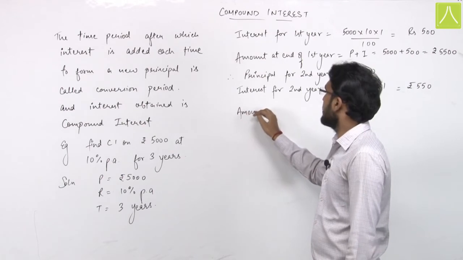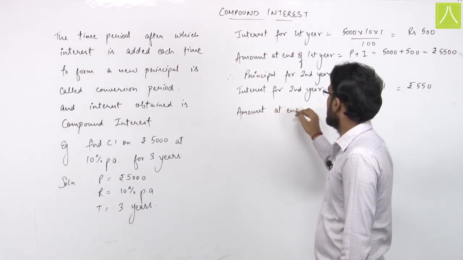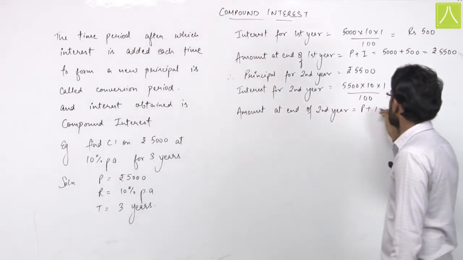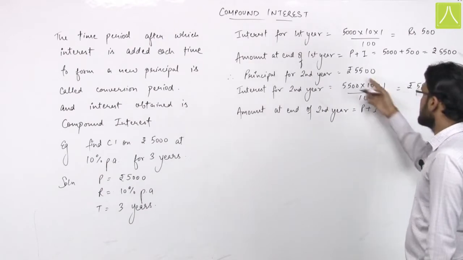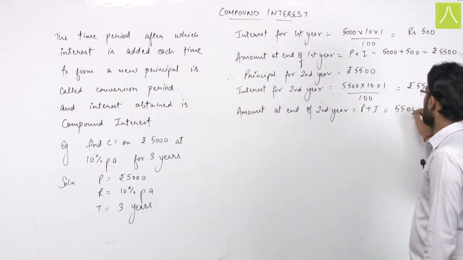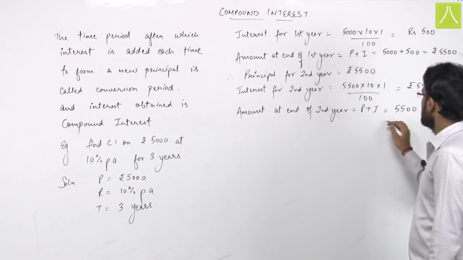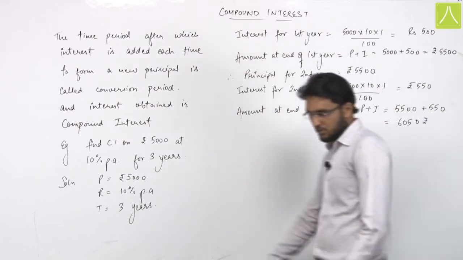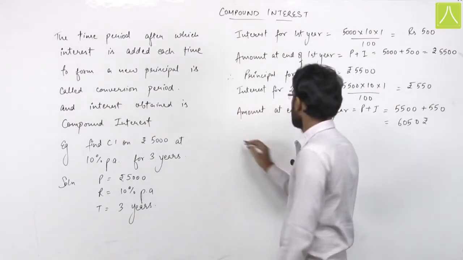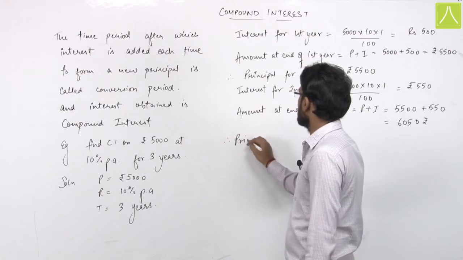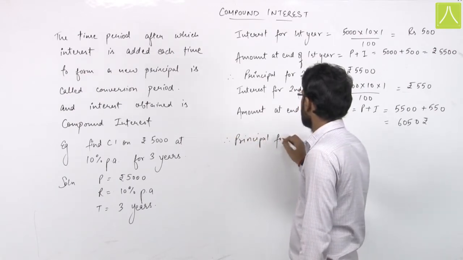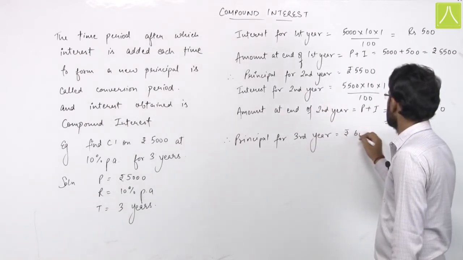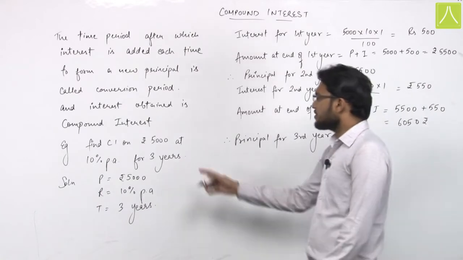Again calculating the amount at the end of the second year, which is equal to principal plus interest, which is 5,500 plus 550, which is equal to 6,050 rupees. Now this is the amount at the end of the second year, and also the principal for the third year, which is equal to rupees 6,050. Now we have to calculate for the third year also.